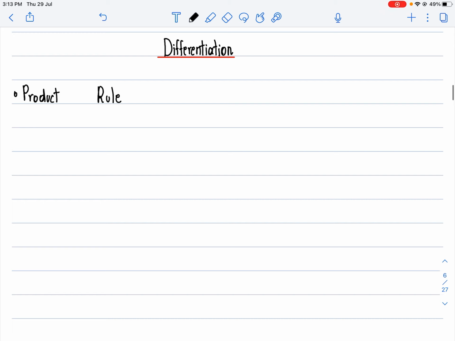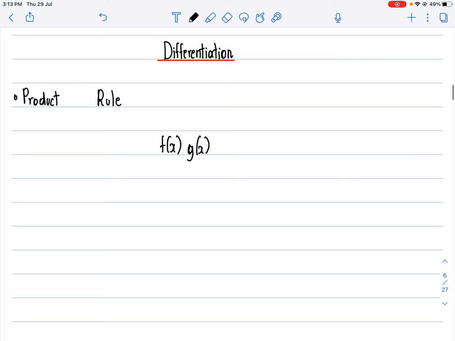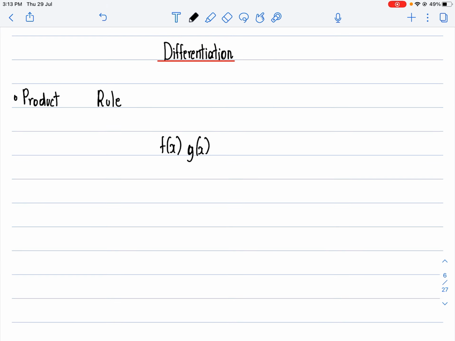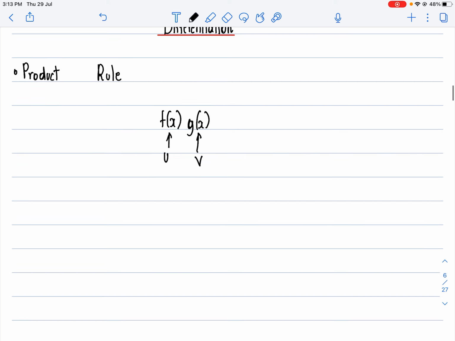We use the product rule when we have a function multiplied by another function, f of x multiplied by g of x, and we are asked to find the gradient using dy by dx. Basically the first function is u and the second function is v. Correct? And another point, make sure that the variables which you have are the same.